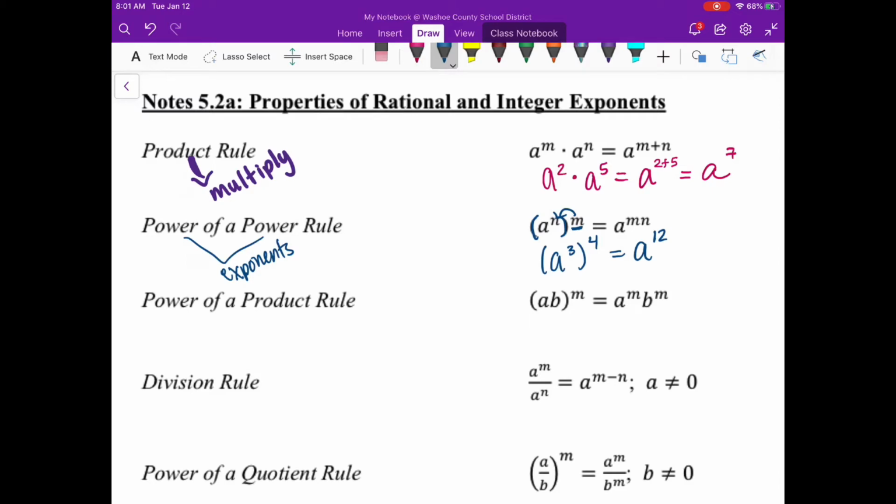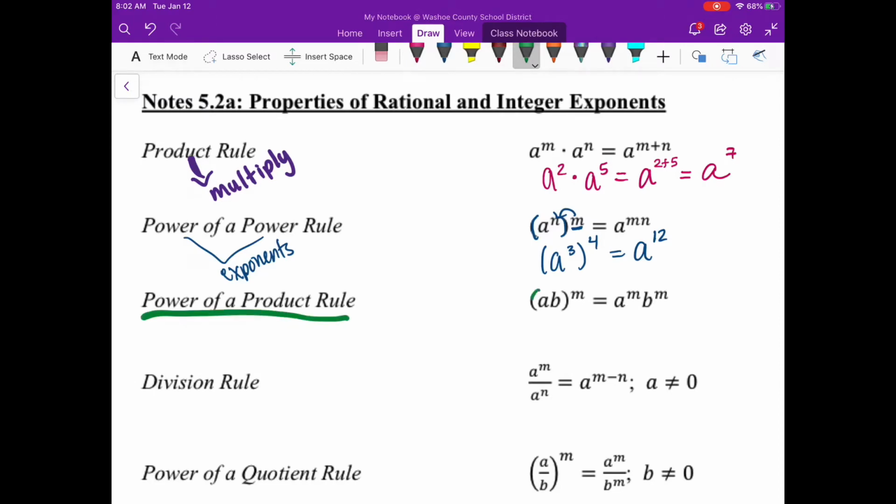Now, if you have an exponent on the outside, it's important that you distribute it to everything on the inside. So whether that's a number or any of your variables, it has to apply to everything inside the parentheses, which brings us to the next property, the power of a product.